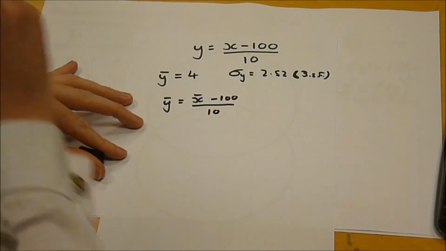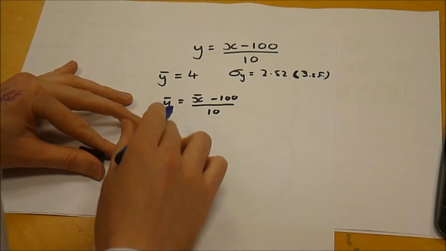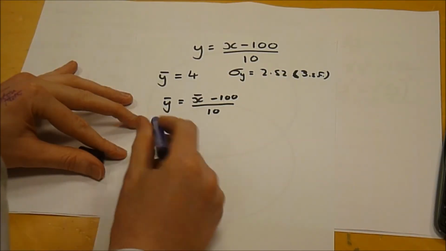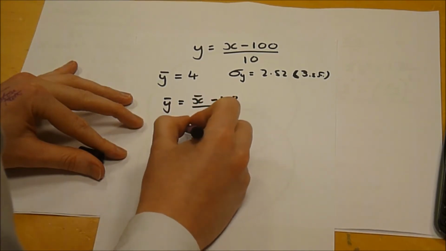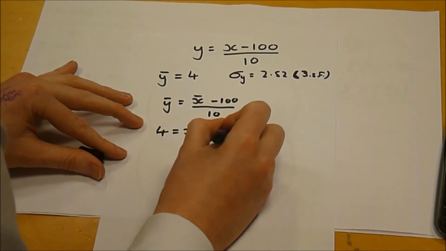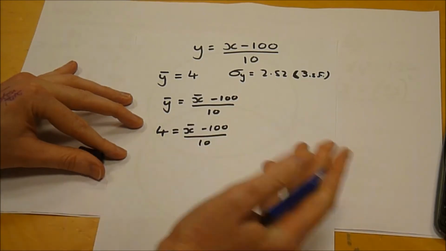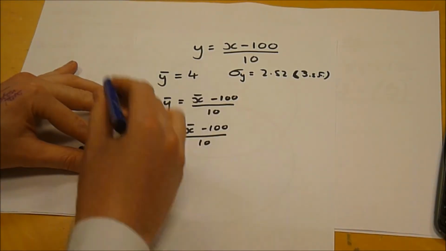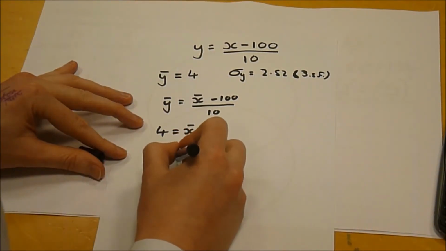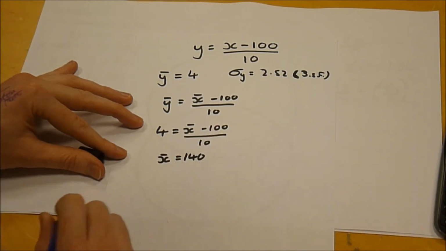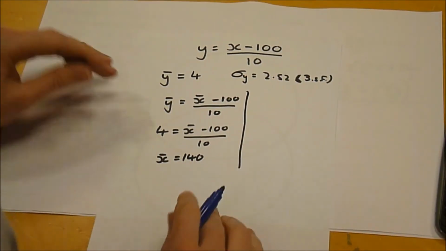Brilliant, okay. All I need to do now then, I guess, is just put my value in for y bar, which is 4, and I can solve this equation. Okay. And it's nice to do numbers actually. I times by 10 to get 40, add 100, so x bar is 140. Okay, brilliant. Well, that seems more realistic.